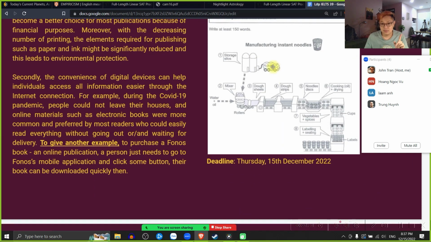But step 1 is not automated. Step 1 là không hề automated nha. Because you need a driver. You need a driver to drive the vehicle to bring flour to the storage silo. Step 1 không hề là máy móc nha. Nó là nhờ người đưa cái bột mì này bằng xe tải vào những cái silo này. Nó không hề dùng máy. Step 1 is not automated.